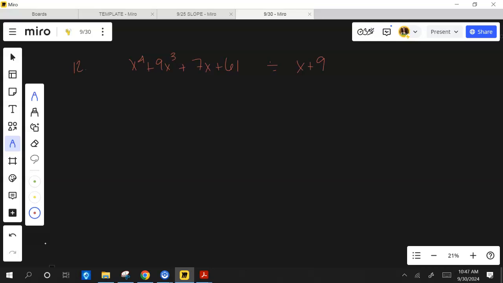All right. Can I synthetically divide this one? How do you know? Does it lend itself to synthetic division? Yes, because it's x and a number. There's no coefficient or exponent. What goes outside the upside down? Negative 9.